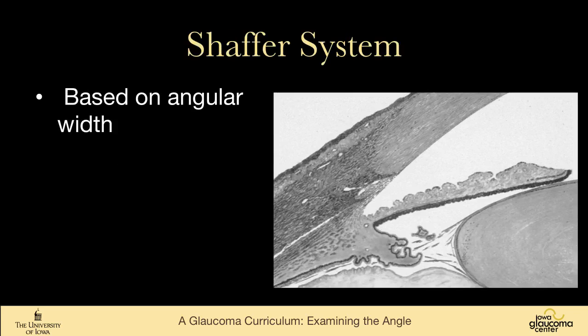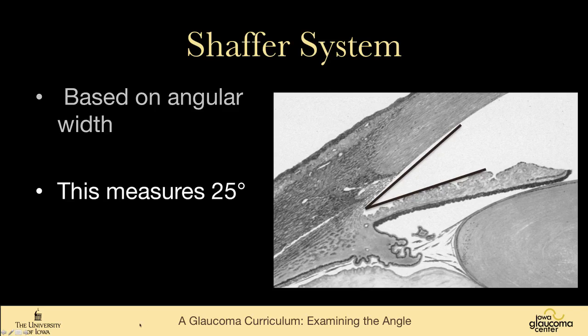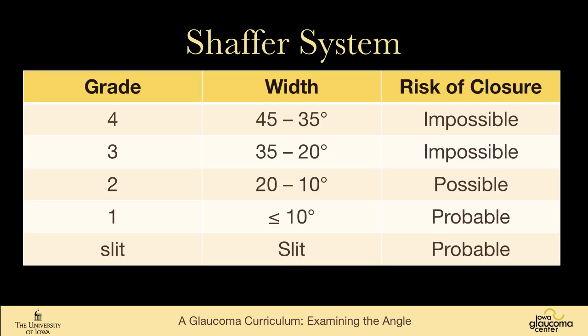So the Shaffer system is based on the angular width. This is the angle. This happens to measure 25 degrees. And usually the measurement is made close to the angle. In this angle, it wouldn't really matter because the iris is fairly flat. So this would be, by the Shaffer system, a grade 3 angle. And you can see here the Shaffer system wide open is grade 4, all the way down to slit. Ours was 25 degrees, so you can see that would fall in this range here. Risk of angle closure is impossible.